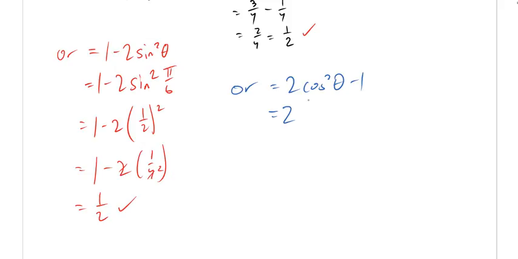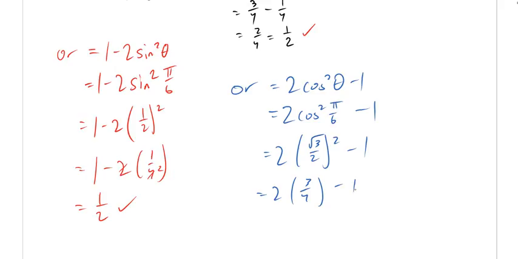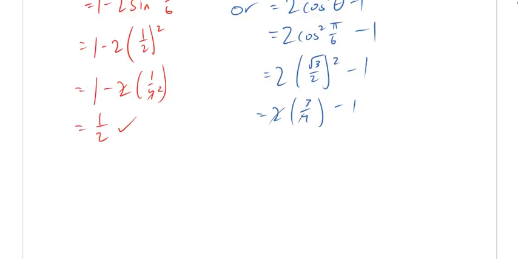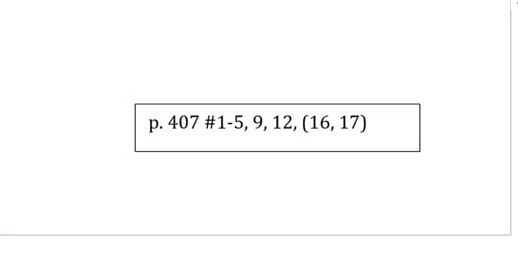So, cos, I got to sub this in. 2 cos squared pi by 6 minus 1, 2 root 3 over 2 squared minus 1, 2 times 3 over 4 minus 1. So then again, these are gone. And I get 3 over 2 minus 2 over 2. Oh my gosh, look at that. Yes. Beautiful. Any questions?